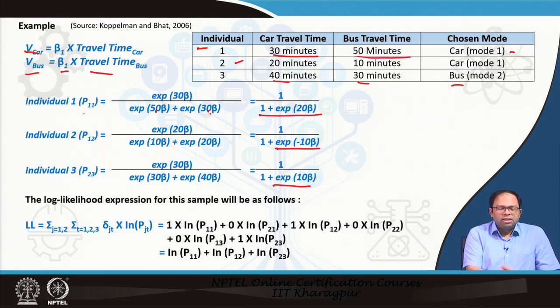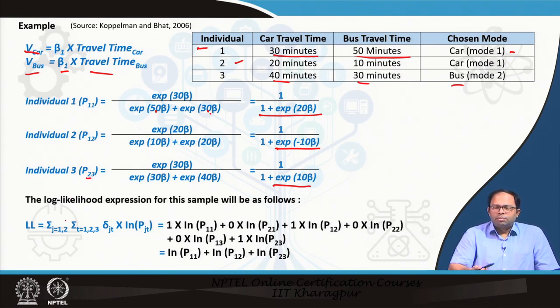I have only considered the probability of alternative 1 for individual 1 because that is the one he has chosen. For individual 2, the probability of alternative 1 because that is what he has chosen, and for individual 3 he has chosen alternative 2, that is why I have estimated its probability.